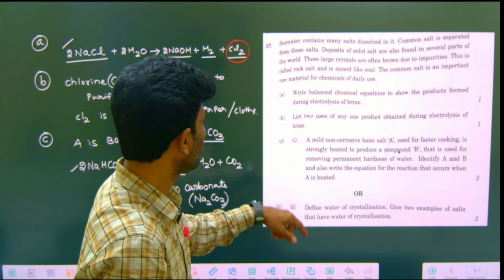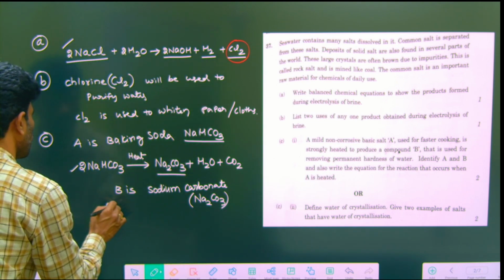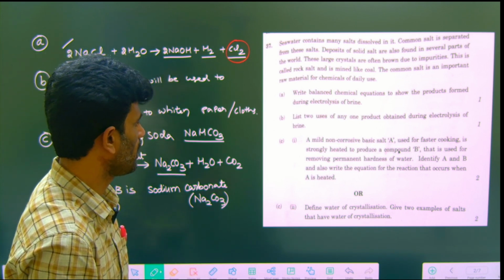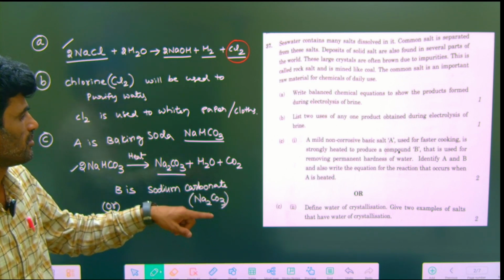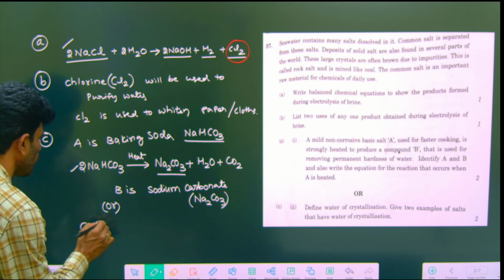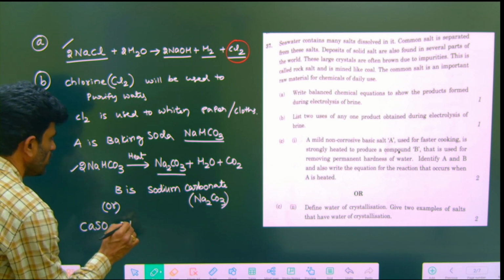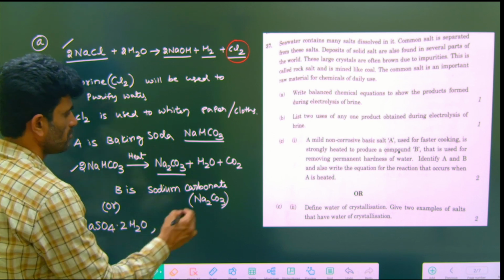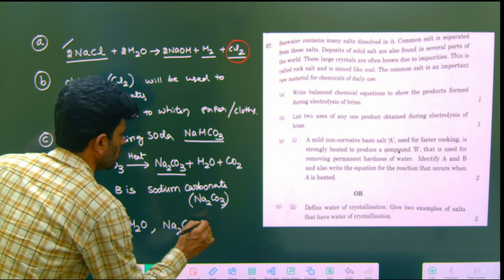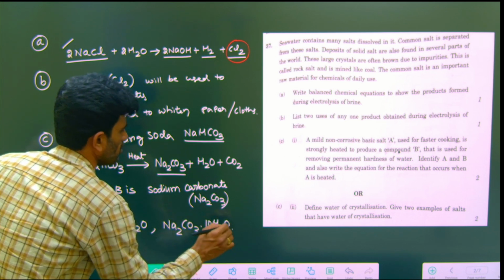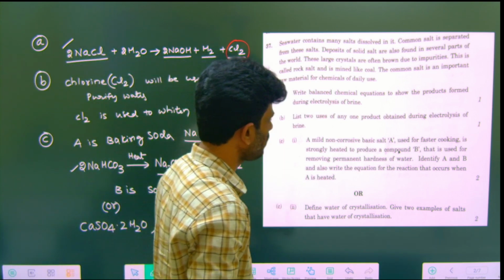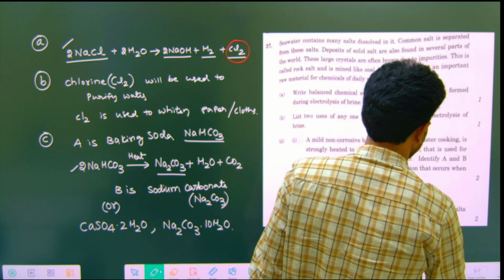Another one: define water of crystallization. What is water of crystallization? It is the amount of water that is associated with a crystal. For example, plaster of Paris, CaSO4 dot 2H2O. One more, washing soda, Na2CO3 dot 10H2O. These two examples you can write. So this is about water of crystallization. Hope you understood about this one. This is for one more case study question.